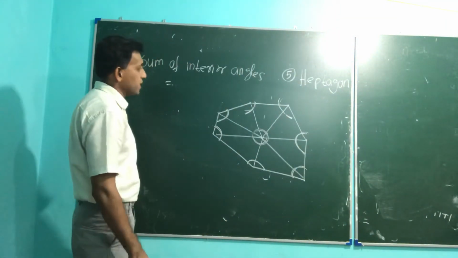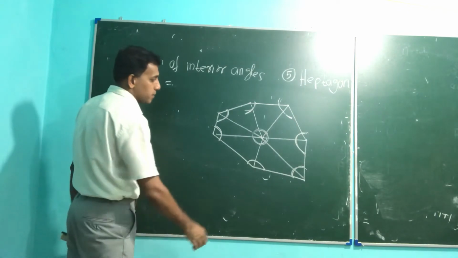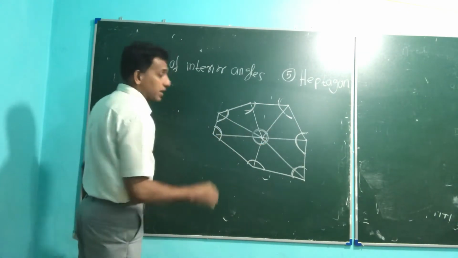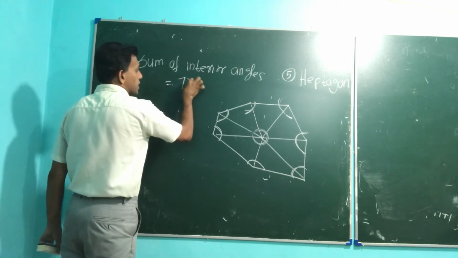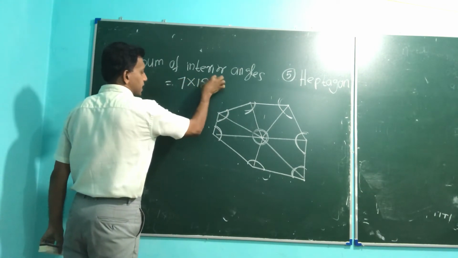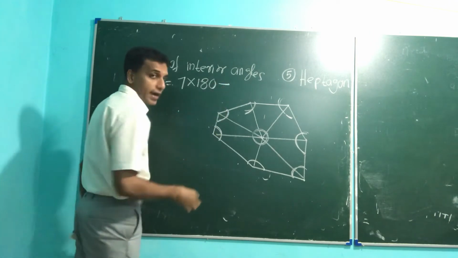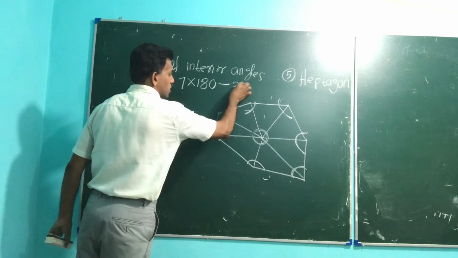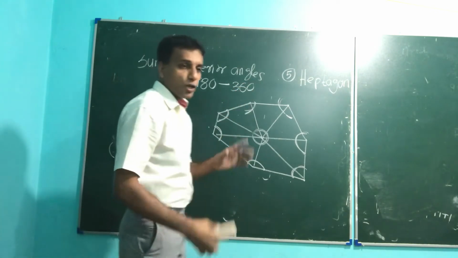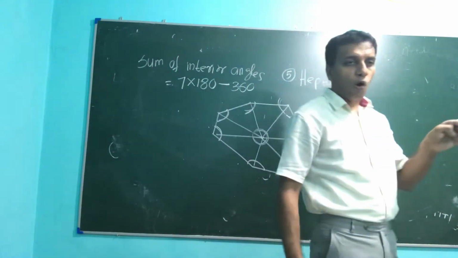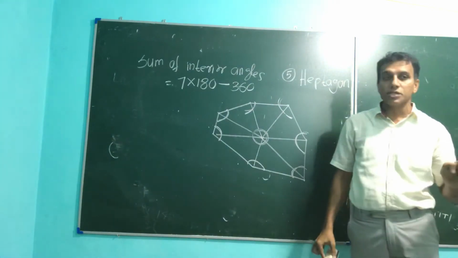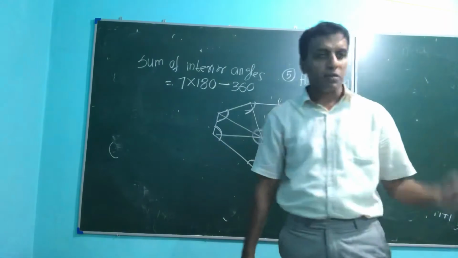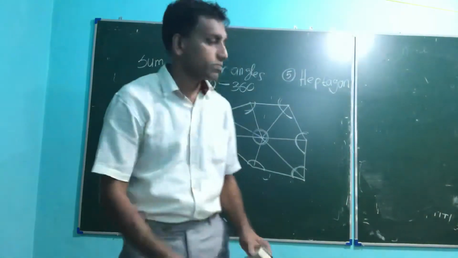So sum of interior angles. What is the answer? Totally here 7 triangles available. 7 times 180. Subtract, what is that? 360, right? That gives you the sum of all the interior angles of this heptagon or any figure. In a similar fashion, you can identify the answers.